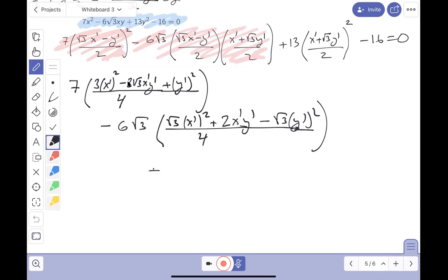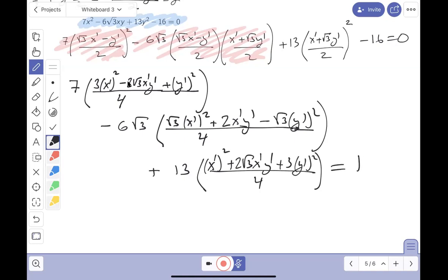And that's going to be plus 13. There's a 4 in the bottom because I squared it, 2 squared is 4, right? You get x prime squared plus 2 root 3 x prime y prime plus 3 y prime squared. And I'm going to add 16 to both sides because I'm kind of sick of watching that guy. So what are you going to do now? I am actually going to multiply both sides by 4.